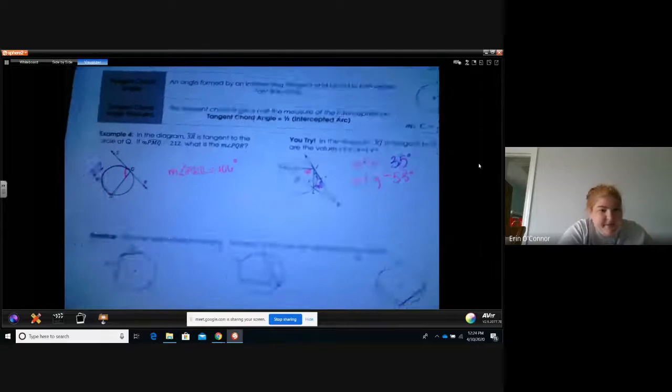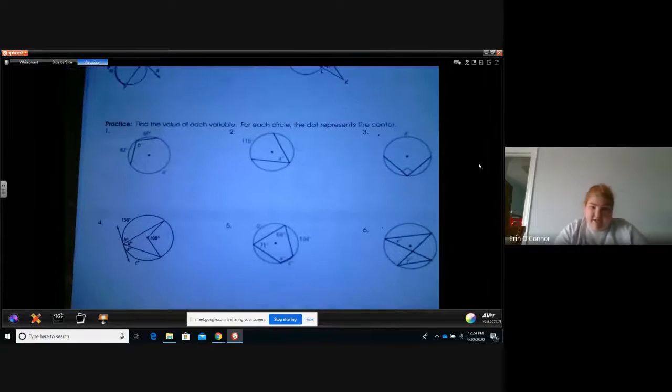Very interesting. There are some practice problems. If you want to pause and try these yourself, and I'm going to quickly go through them, you are more than welcome to. All right, it says find the value of each variable for each circle. The dot represents the center.